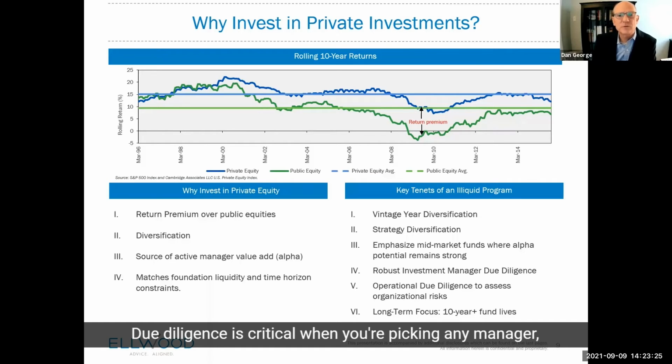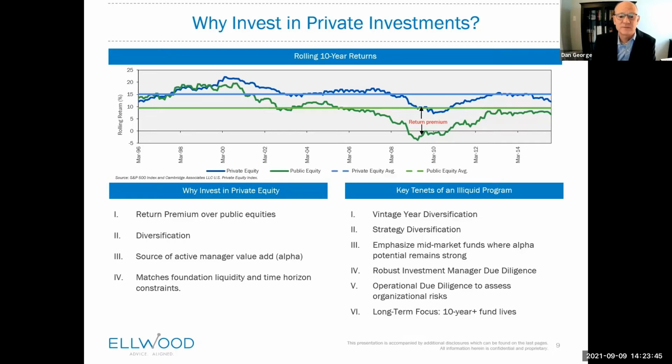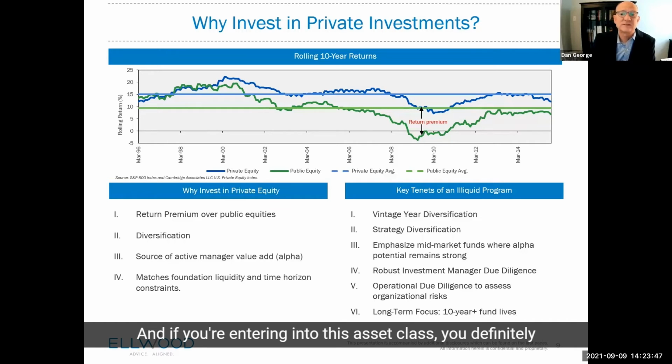Due diligence is critical when you're picking any manager, but when you're picking a private manager that is very difficult to exit, it's that much more important. And we would focus on investment as well as organizational and operational due diligence. These are two key aspects of underwriting any investment manager, especially given the long-term life of these funds. And if you're entering into this asset class, you definitely want to consider a long-term focus because the funds typically have a stated life of 10 plus years.